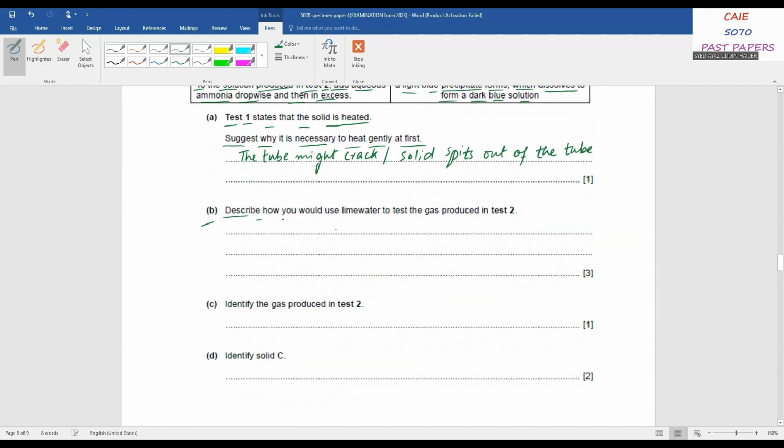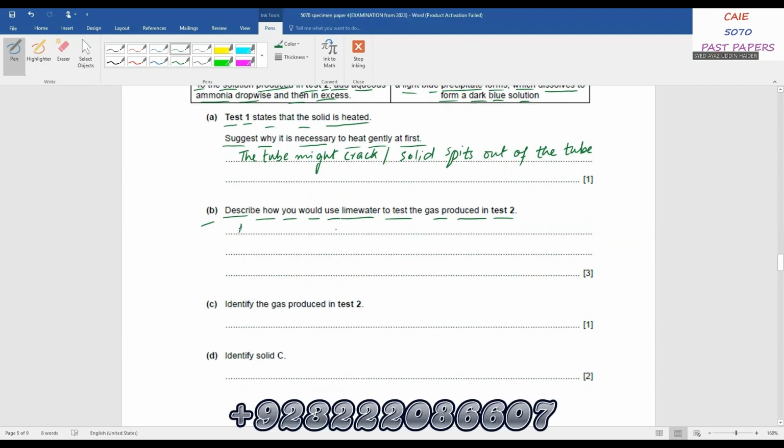B. Describe how you would use lime water to test the gas produced in the test tube. Now they are asking about the procedure. It's very simple. You can use either a pipette or a delivery tube. Then you will pass the gas through lime water. The bubbles will be obtained. You pass the bubbles or gas through the lime water.